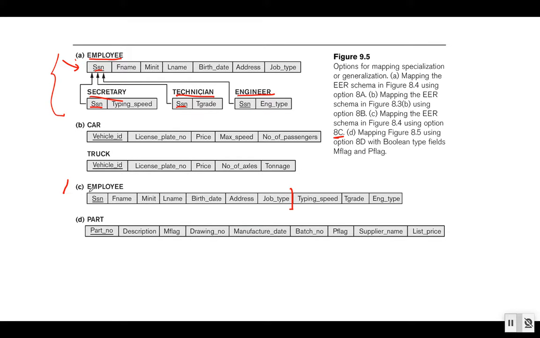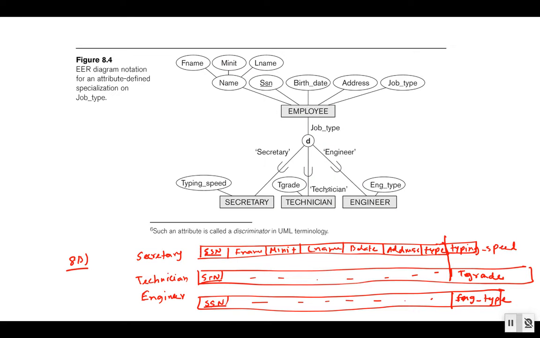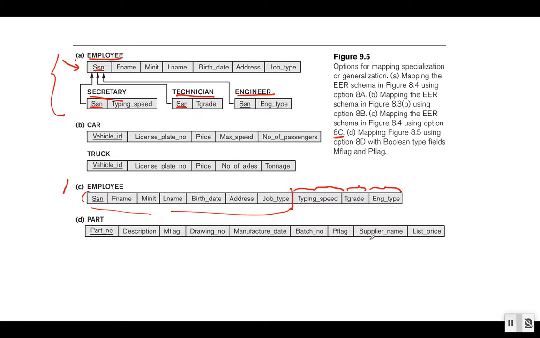These are all the general attributes. Then I am going to include all the special attributes also. Typing speed is for secretary, T grade is for technician, engineer type is for engineer. Now if an entity is a technician, the attribute values for typing speed and engineer type will be null.